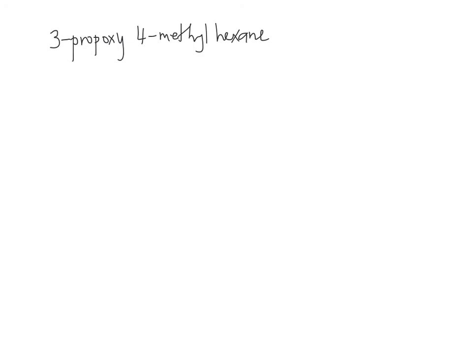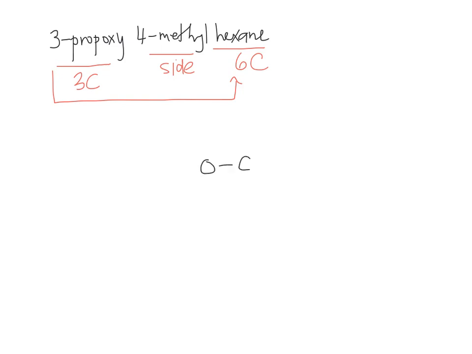Alright, let's practice one more. 3-propoxy-4-methylhexane. So our root tells us that we've got 6 carbons. It's got a side group. And the other portion of the ether is 3 carbons long for prop, and it's attached to the hexane on carbon number 3. So we've got an O attached to carbon number 3 on our hexane. 1, 2, 3, 4, 5, 6.